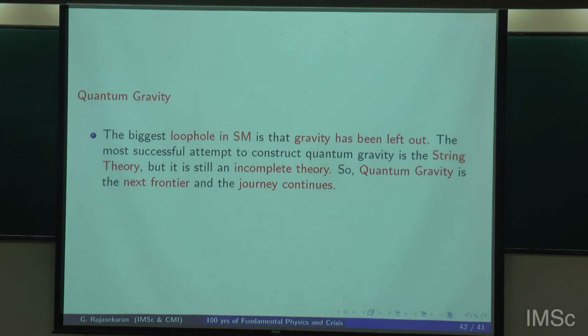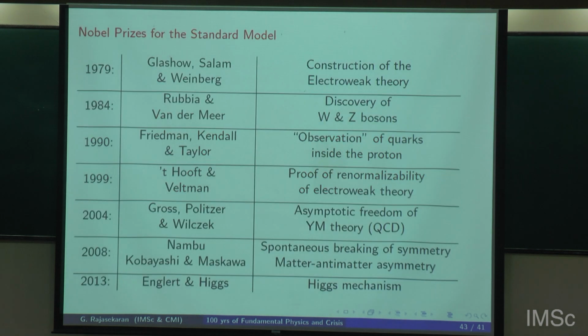Of course, the biggest loophole in the standard model is that gravity has been left out. I've already mentioned that the most successful attempt to consider quantum gravity is string theory, but it's still an incomplete theory. So quantum gravity is the next frontier, and the journey continues. Let me now go back to the earlier thing. But before that, since the standard model part is complete, I can flash this transparency.